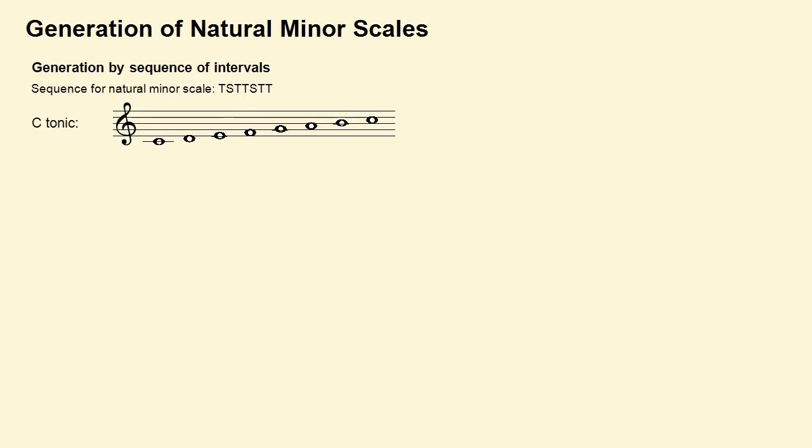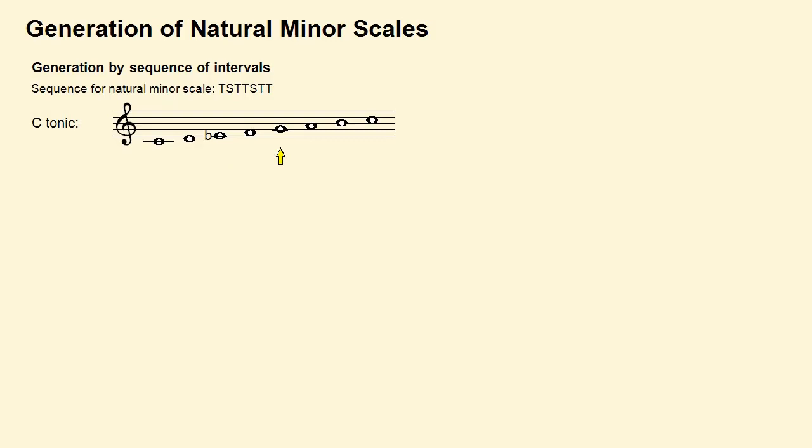To obtain the C natural minor scale using this method, we will start with a sequence of 8 notes on the staff, which begins on the note C. From C to D there is one tone, correct interval. From D to E there is one tone, incorrect interval, the note E is lowered one semitone. From E flat to F there is one tone, correct interval. From F to G there is one tone, correct interval.